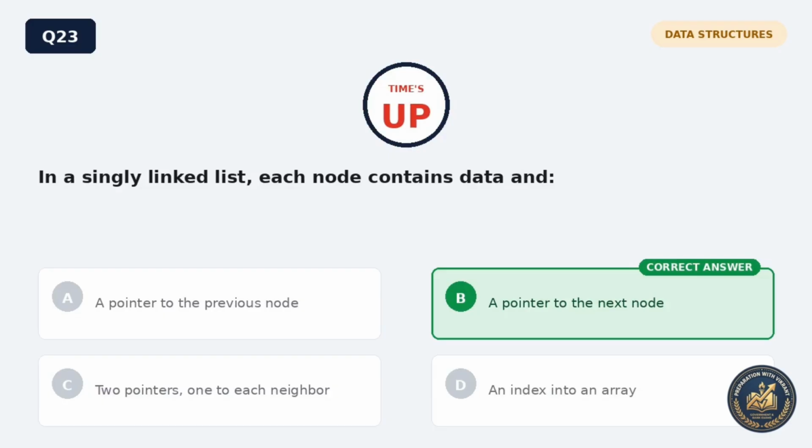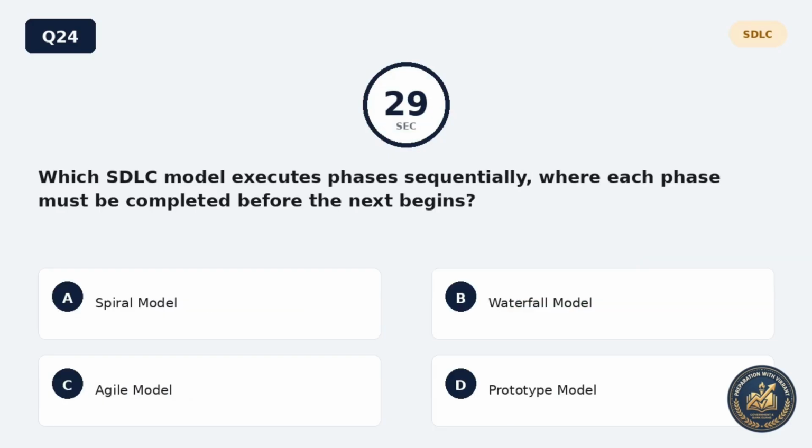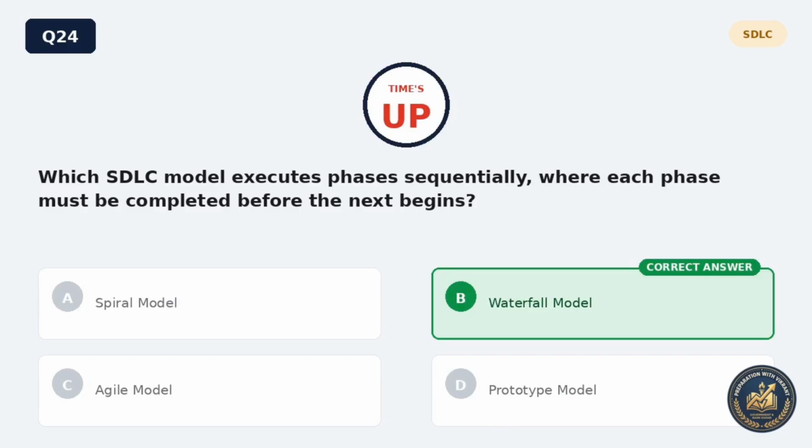Moving to next question. Which SDLC model executes phases sequentially where each phase must be completed before the next begins? Option A spiral model, option B waterfall model, option C agile model, option D prototype model. So the correct answer is option B waterfall model.